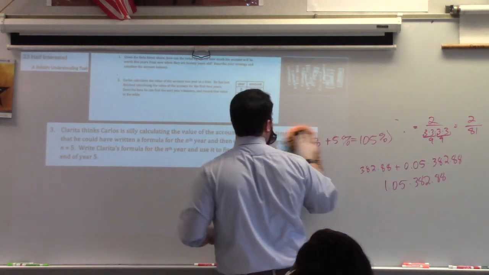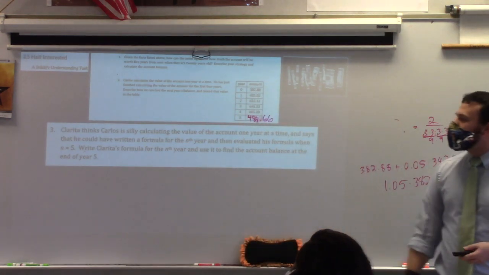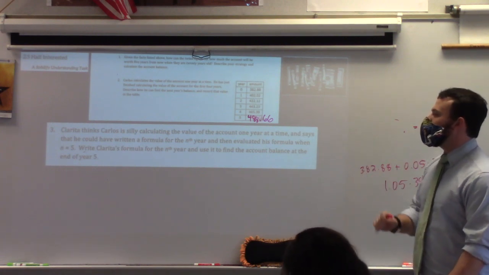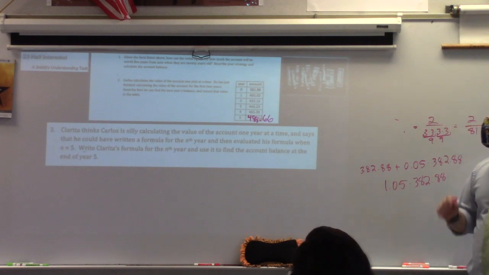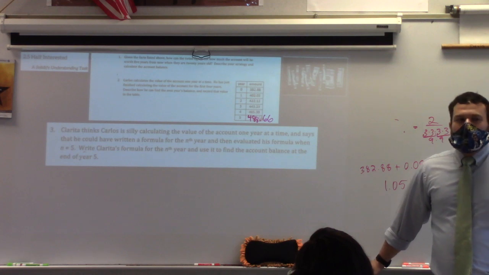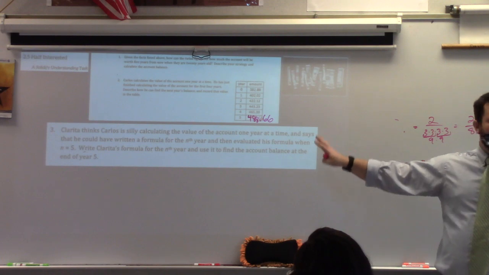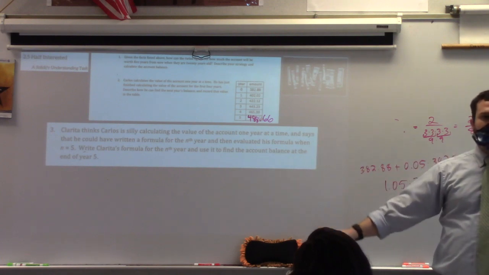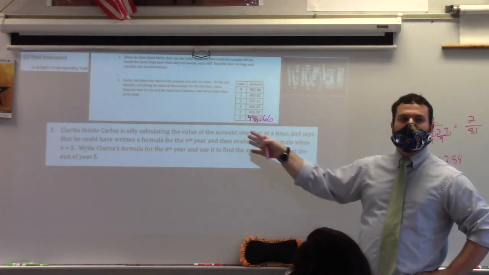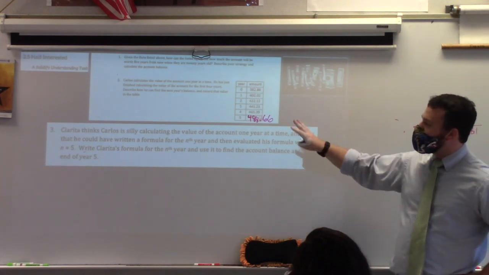So, I want you to notice, Clarita thinks Carlos is silly. This is picking up in number 3. Calculating the value of the account 1 year at a time, and says that he could have written a formula for the nth year and then evaluated his formula when n is equal to 5. I want you to notice that again, this is the idea that we are looking for patterns to help speed the process up. We're looking for a way to say, hey, I see a pattern here, let's use it and apply it.